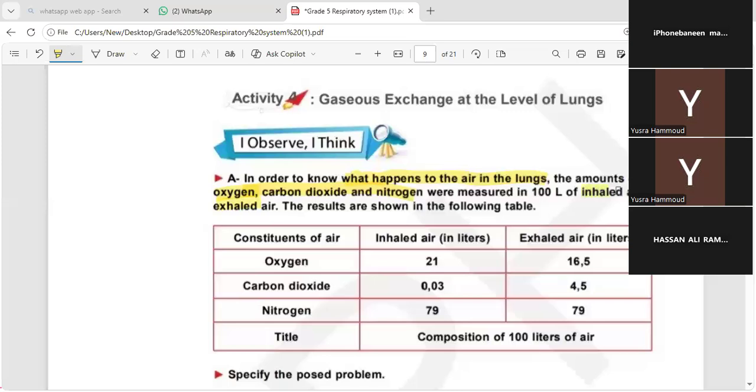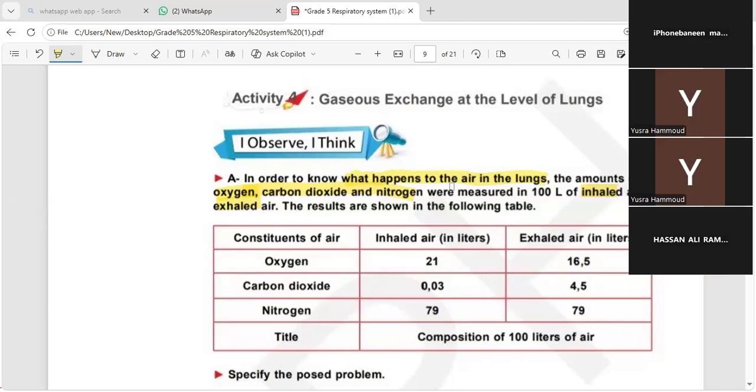Wait a little bit. So the air around us has gases. What are the gases that are found around us? And now the place that you are sitting in is full of air. What is the composition of this air? Oxygen. What else? Carbon dioxide. And nitrogen, the third gas. So they take 100 liters of inhaled air and measure the amount of these three gases in it.